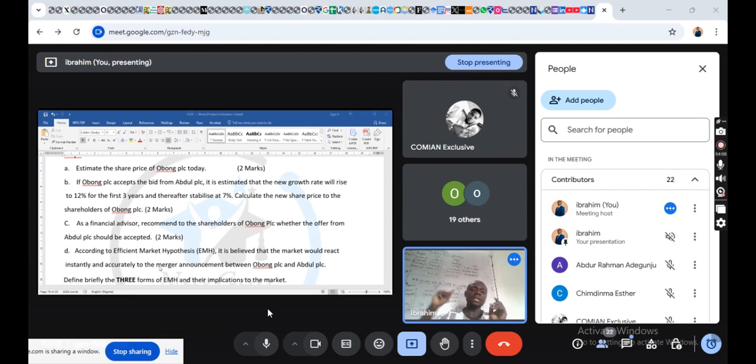Now, define briefly the three forms of EMH and their implication to the market. So please go back to the notes. For those who have the material, go back to the notes, understand EMH, as well as the implication. I will leave that question for you.